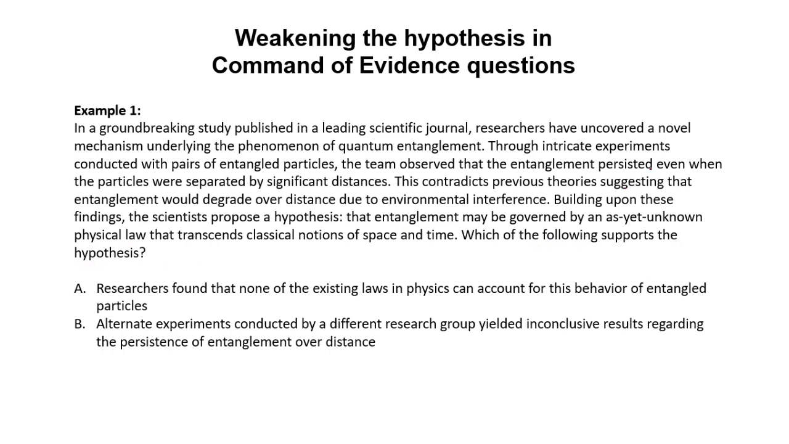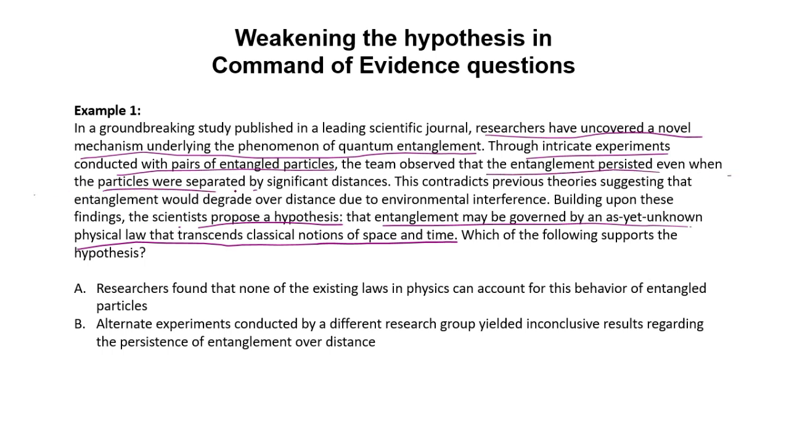So the hypothesis is that scientists propose that entanglement may be governed by an as yet unknown physical law that transcends classical notions of space and time. So this is the hypothesis. Now, what is the example that supports this hypothesis? That researchers have uncovered a novel mechanism underlying this phenomenon. Through integrated experiments conducted with pairs of entangled particles, the team observed that the entanglement persisted even when the particles were separated by significant distances.